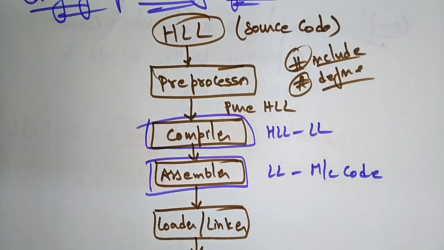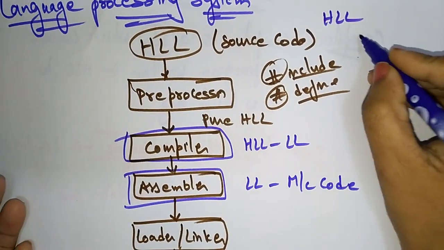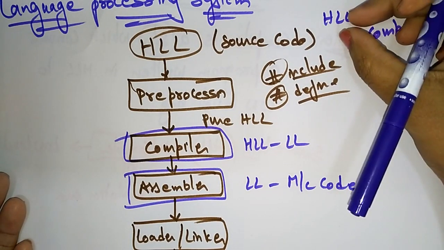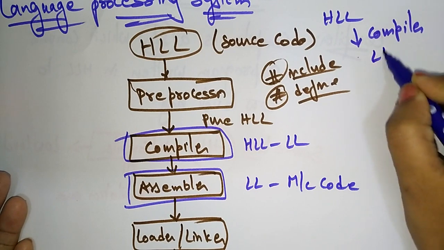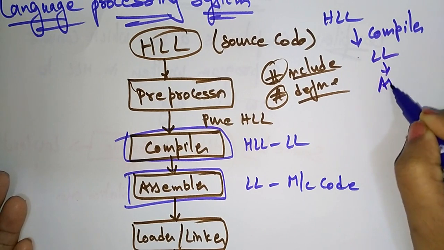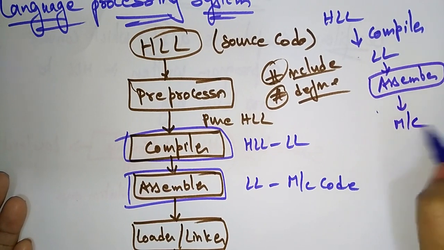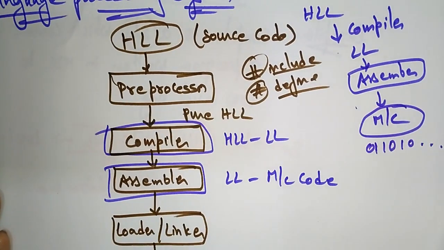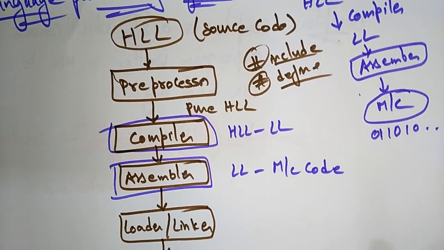Don't be confused. Whatever program you write will be in high level language, and with the help of the compiler the system converts the high level language into assembly level language. So that is high level to low level, and with the help of the assembler, this low level language is converted into machine level code. Then your system understands the machine code, which is in the form of zeros and ones. The system can understand only zeros and ones.